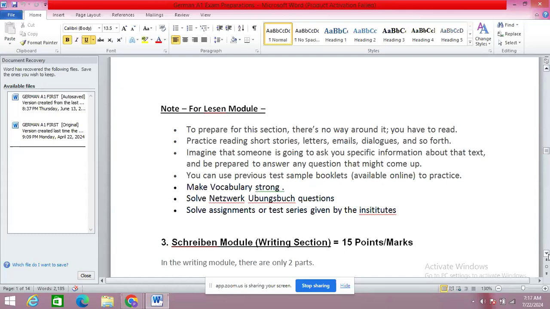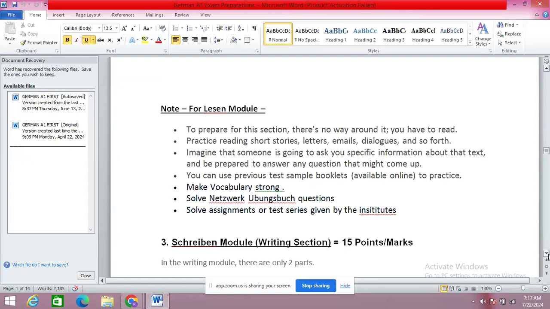This is the strategy which you need to follow when you are practicing for Lesen. Always read the information in such a way that you need to give answers for this text. Whatever text you are reading, whether a story, a letter, or an email, this is the criteria you need to follow. Then yes, you can get some previous sample booklets to practice.